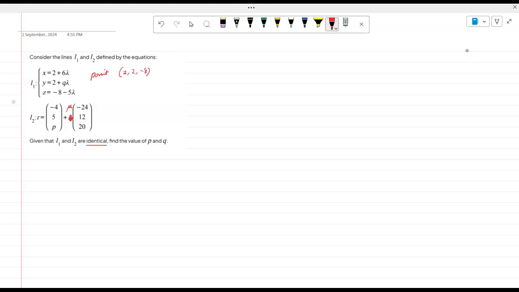2, 2, minus 8. You know that, no? This 2, 2, minus 8 is a point. What is the point in this form? -4, 5, 3. So can I say this lies on this line also because they are identical? So instead of x, I'll put this. Instead of y, I'll put this. And instead of z, I'll put this. Correct? My z is p. Correct?